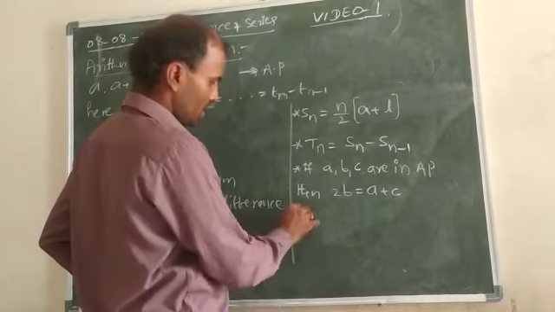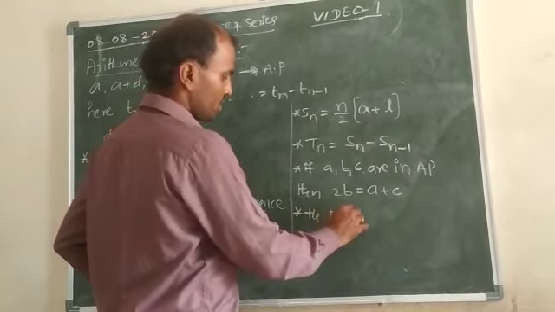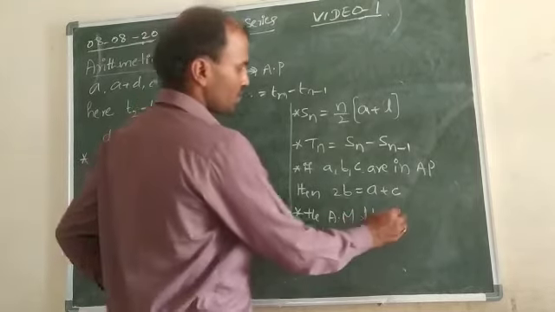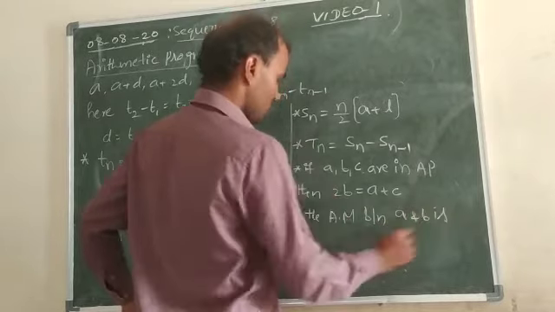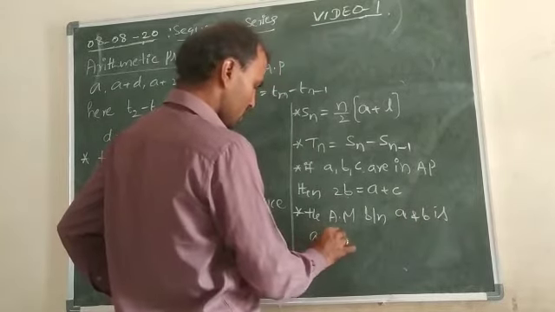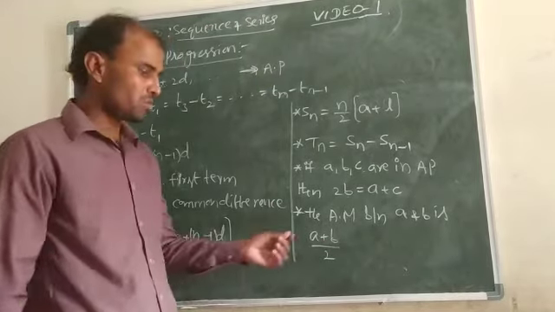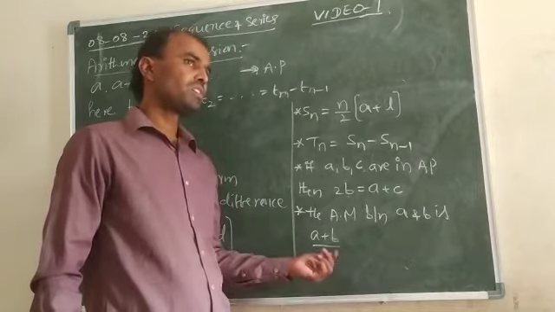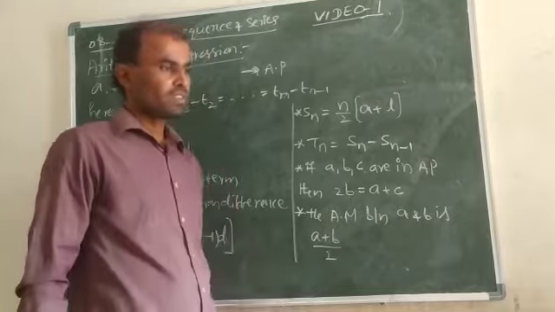Next, the arithmetic mean, that means AM, between two numbers a and b. What is the arithmetic mean between a and b? A plus b by 2. Suppose if you have three terms, then the arithmetic mean is a plus b plus c by 3. If you have n terms, it is a plus b plus c and so on, n terms, divided by total n.